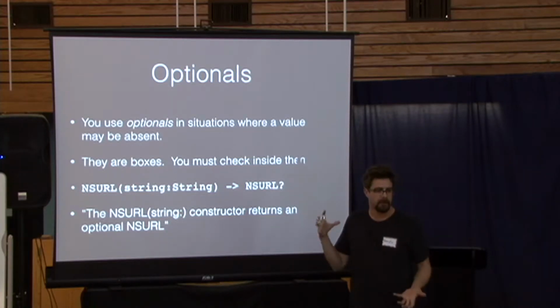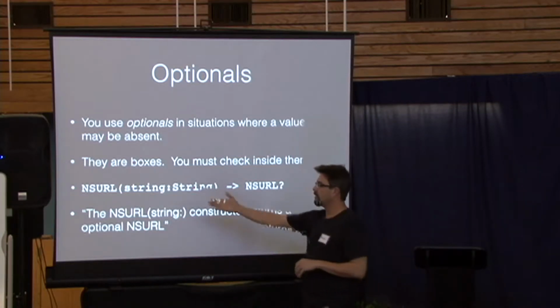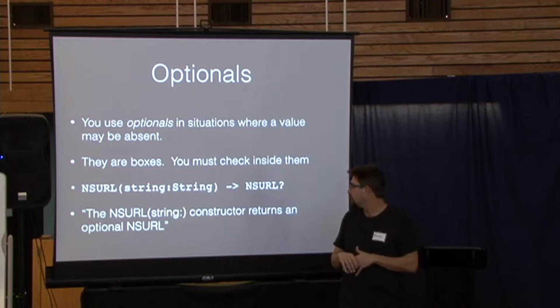The way that we know if it's an optional or not is the question mark. So for example, NSURL returns an NSURL optional. Why?